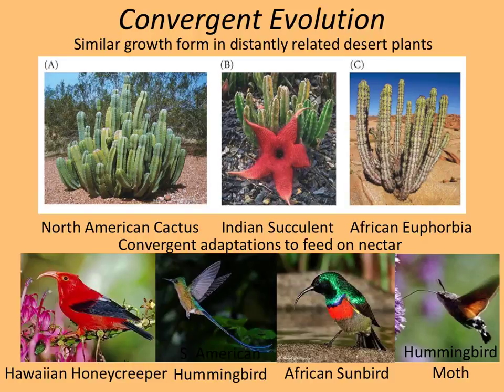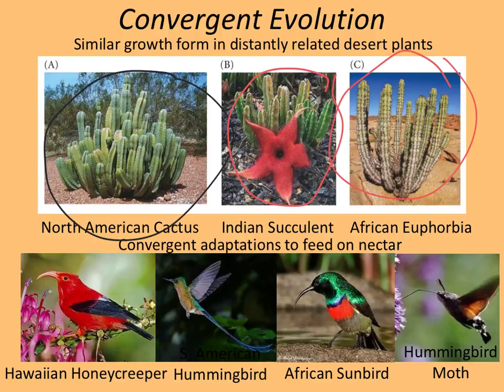So, here we are with convergent evolution again, and I just wanted to give you an idea. You have similar growth form in distantly related plants. So, here we have a cactus. Here we have an Indian succulent. I think it's, I forget what it is. And then we have a euphorb. They all look the same. Where do they live? Very dry environment, right?